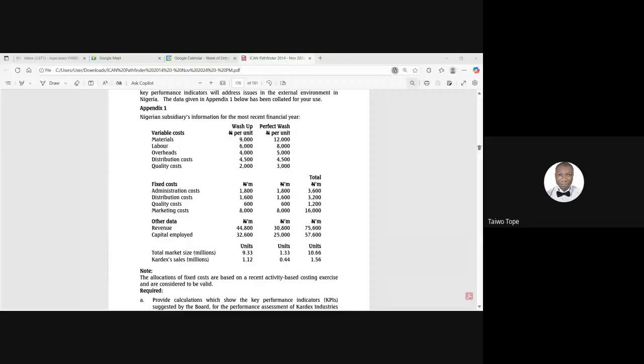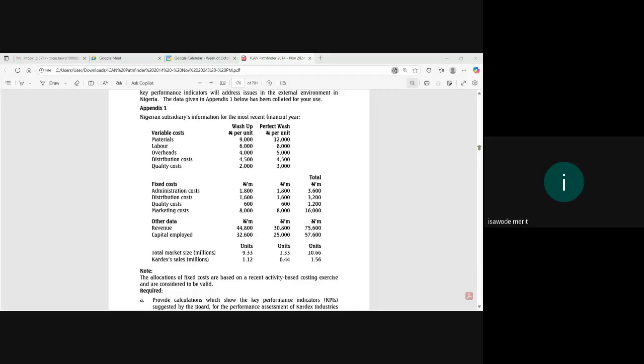And for perfect wash, you have what? For perfect wash, your revenue will be 30,800. Your variable cost, when you add up everything here, multiplied by the sales 0.44, you should have 14,400. Then your fixed cost is still constant, 12,000.